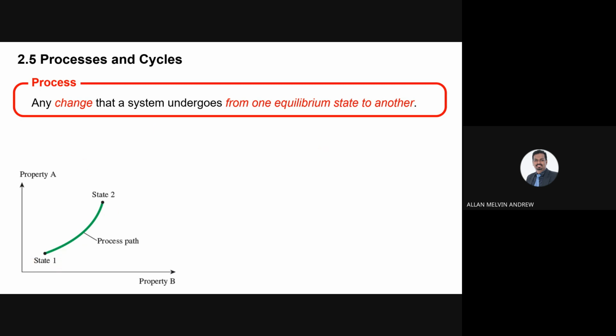Okay, so you can see the picture here. You have a property A and a property B. This is your state one. Let's say you're making changes. Property A may be mass, property B may be temperature. You are making changes in the mass and also the temperature, so it will move from state one to state two. After some time, it will reach equilibrium because of your external force. Once it reaches equilibrium, the movement from state 1 to state 2 is what we call a process.